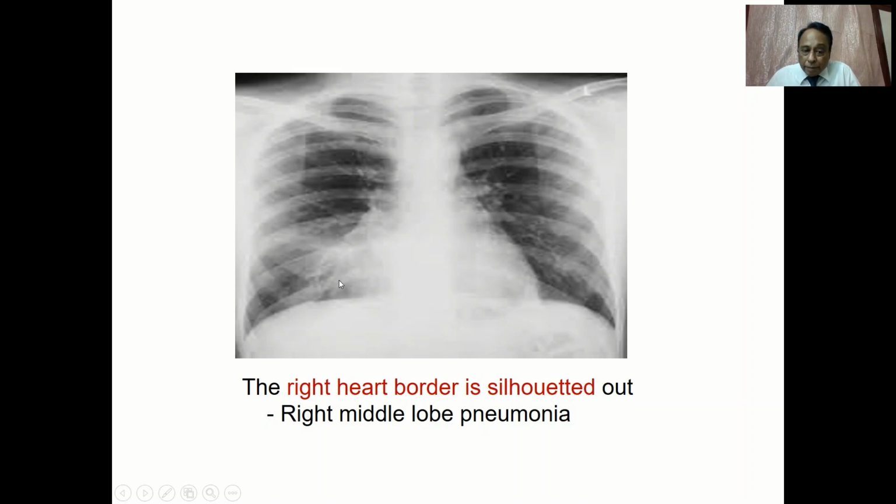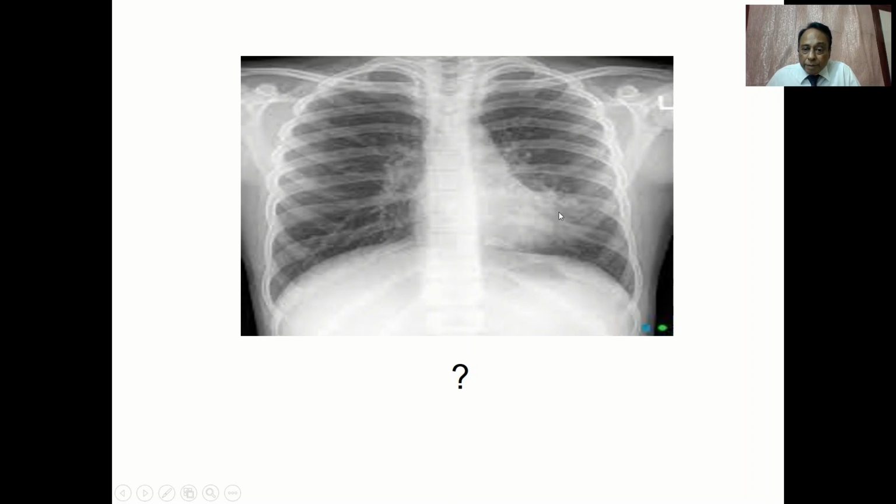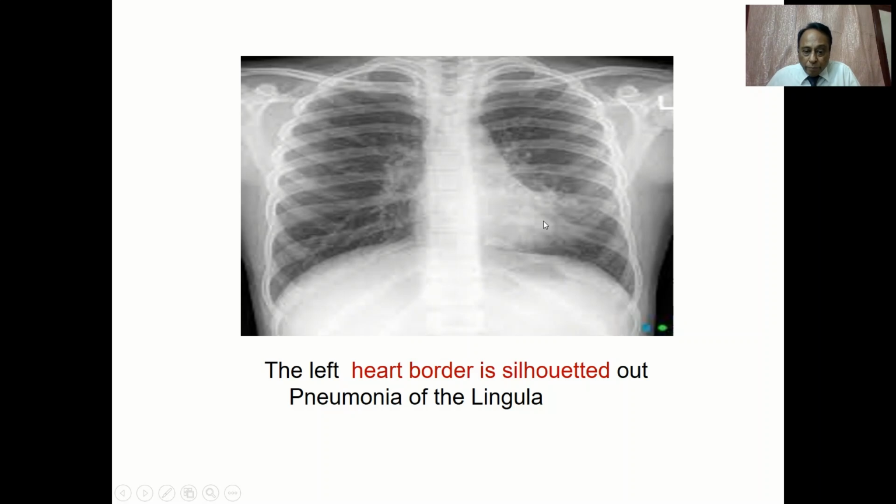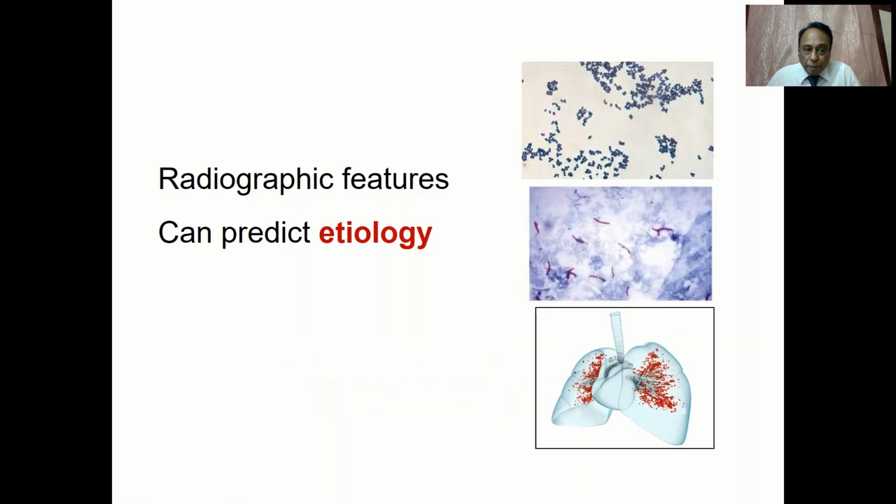Sometimes the density is there, but you can still see the right border nicely defined, then the pathology is in the right lower lobe. Like that, here the density silhouettes the left border. I already said that any density that silhouettes the left heart border belongs to the lingula. And if the density is there but you can also see the left border nicely, then the pneumonia may be in the left lower lobe. So the silhouette sign is very, very important.